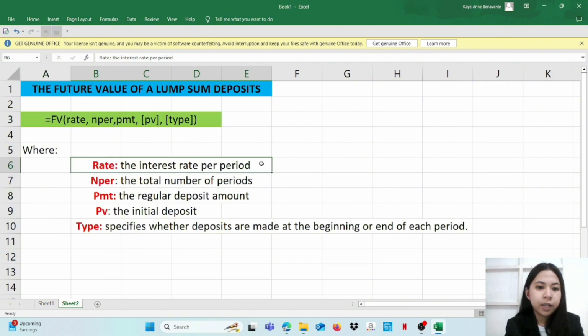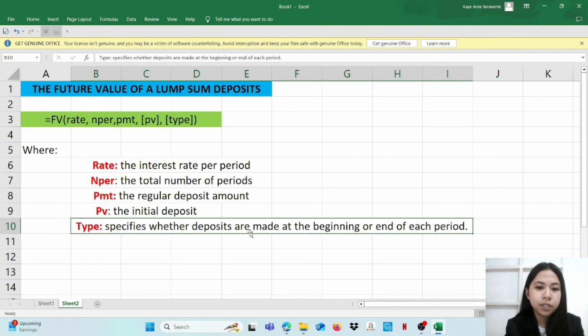Rate here is the interest rate per period, and per is the total number of periods. PMT is the regular deposit amount. PV is the initial deposit, and type specifies whether deposits are made at the end or beginning of each period.